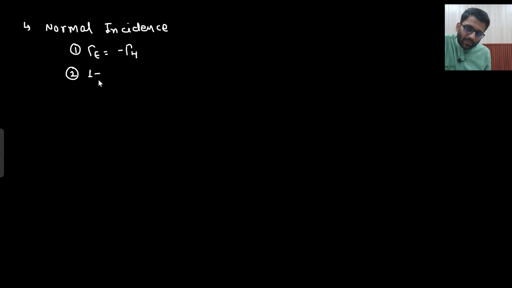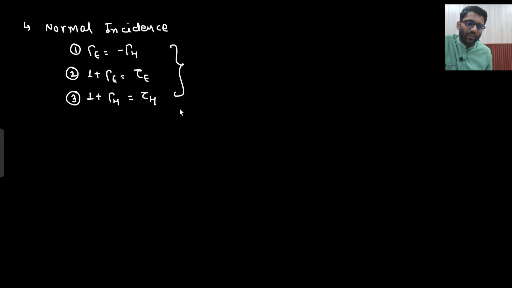So first we have studied normal incidence. For normal incidence, what was the scene? First one was that gamma E is equal to minus gamma H. Second one was 1 plus gamma E is equal to tau E. And third one was 1 plus gamma H is equal to tau H. There is no doubt about these three formula, if you remember clearly.